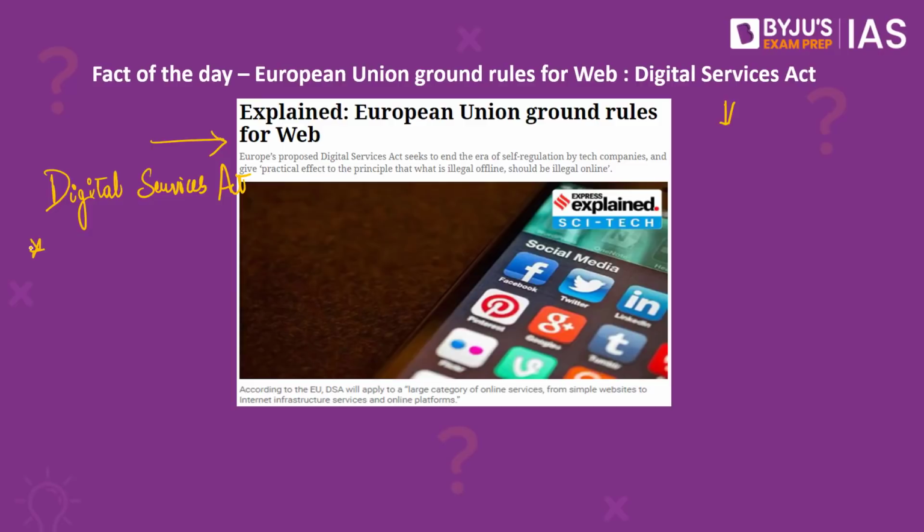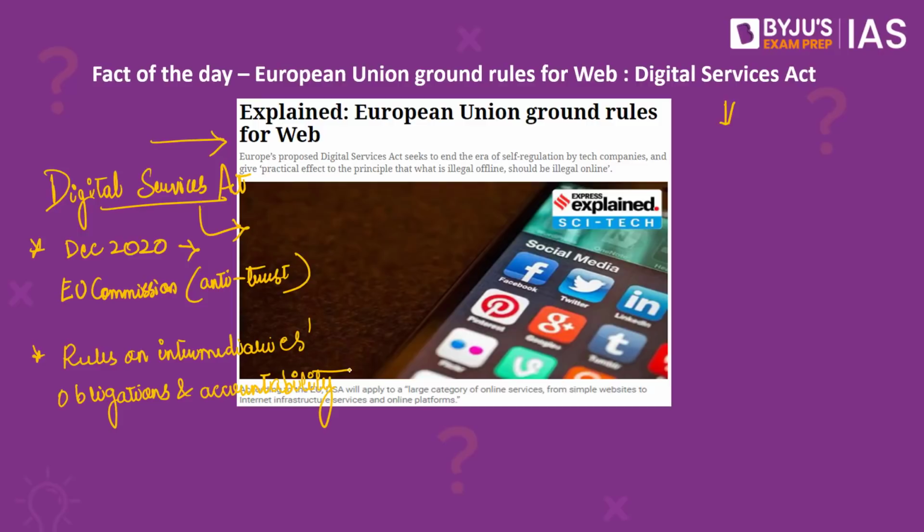This act was proposed by the European Union Antitrust Commission in December 2020. And this DSA is yet to become a law. So these rules are a set of common rules on intermediaries' obligations and accountability across the European Union. It ensures high protection to all EU users irrespective of their country. So this Digital Services Act will work in conjunction with European Union's Digital Markets Act, which was also recently approved.